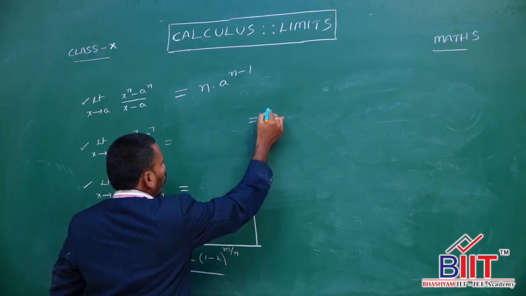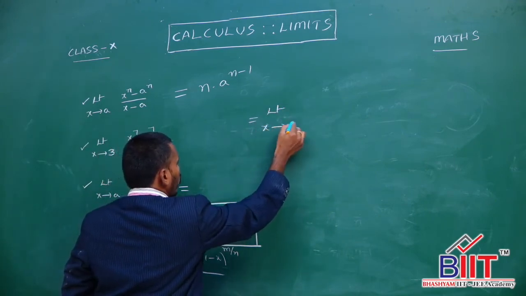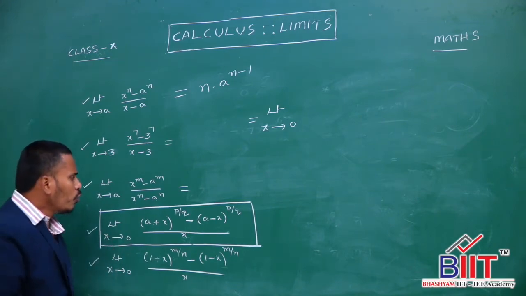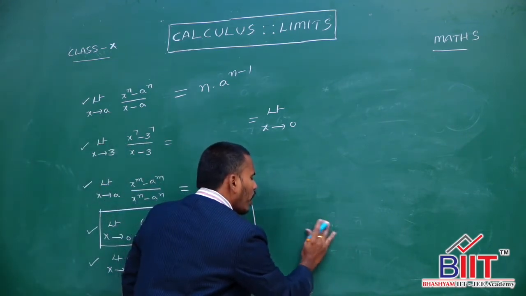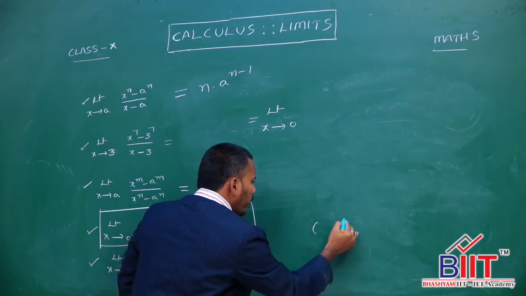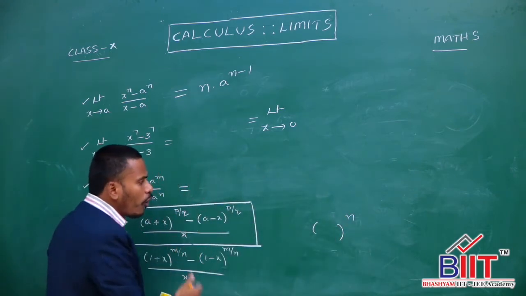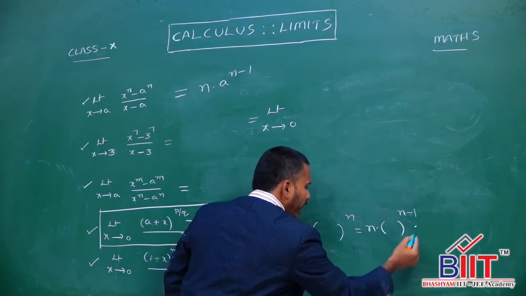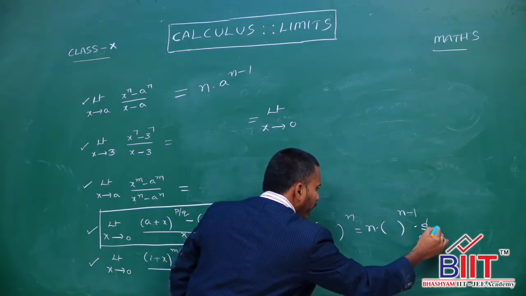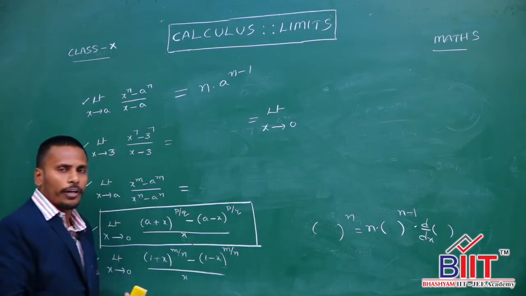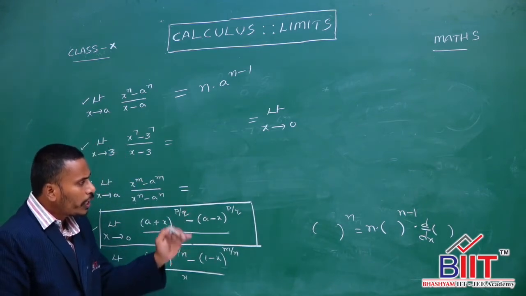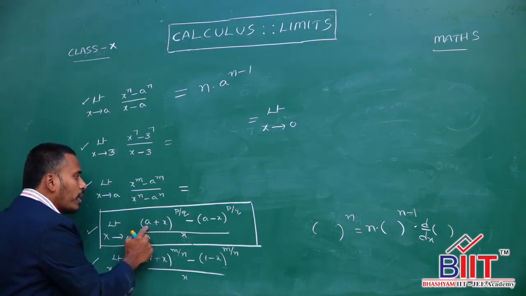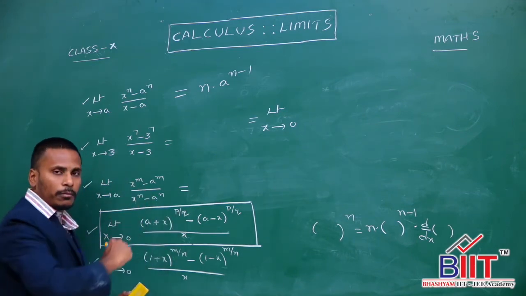So, this is equal to the limit x tends to 0 of the derivative of this function. You know the derivative of something to the power n is n into something to the power n minus 1 into d by dx of that something. I think you all know it, right? Here that something is nothing but a plus x and that n is nothing but p by q.